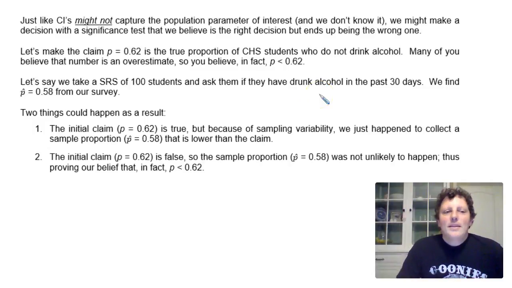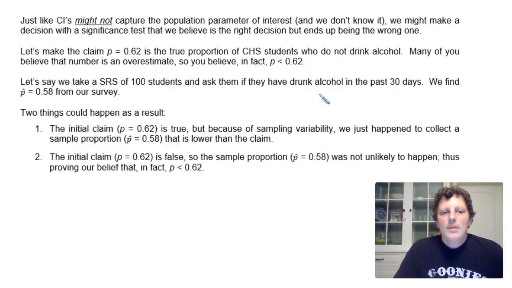So remember with confidence intervals that we get this interval that we have some confidence we've captured the true population parameter of interest, but we might not actually capture it. The same thing happens with significance tests. We believe that we have the right decision, but sometimes we make the wrong one, and we're going to talk more about that later in this chapter.